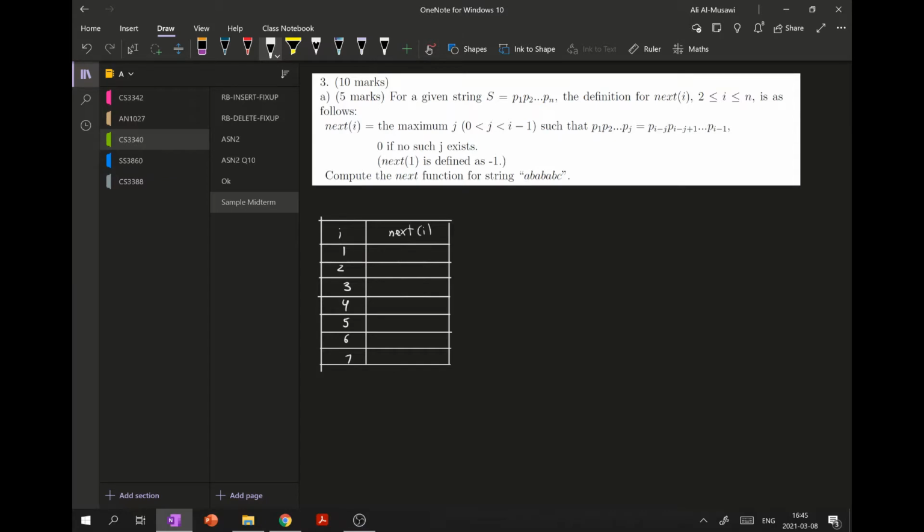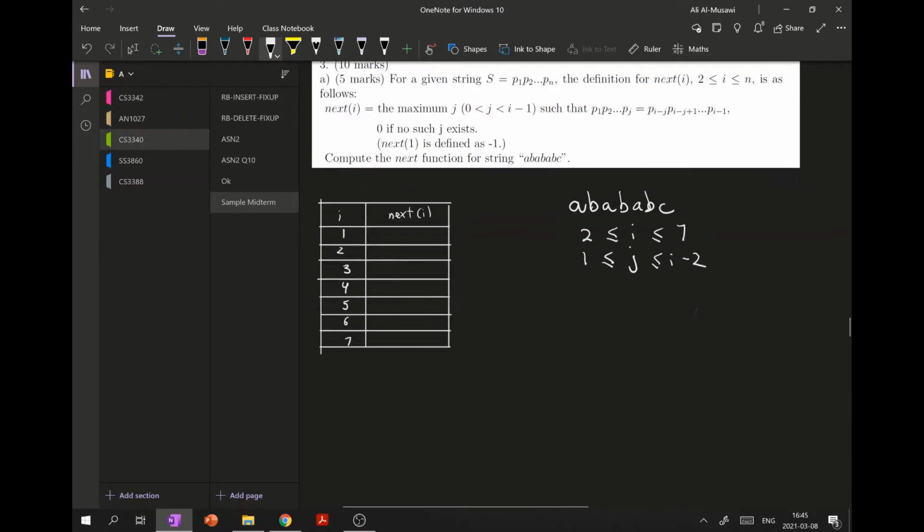Now looking at the string ABABABC, this is 7 characters long, so i ranges between 2 and 7 inclusive. Let's write that down: 2 ≤ i ≤ 7. Now, next of i is defined to be the max j for j in this range. I prefer to rewrite the range so that it's inclusive, which is much easier for me to process. So you have 1 ≤ j ≤ i − 2.